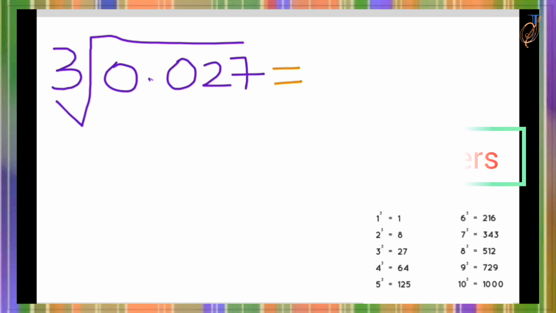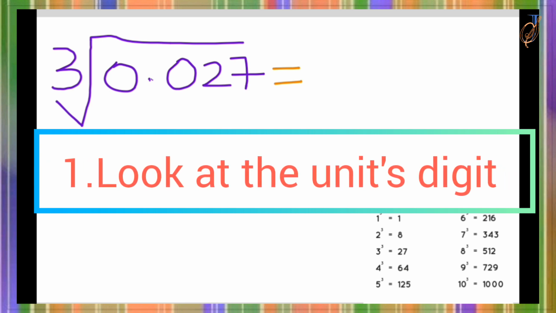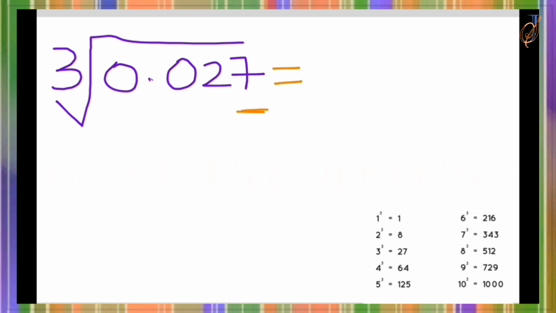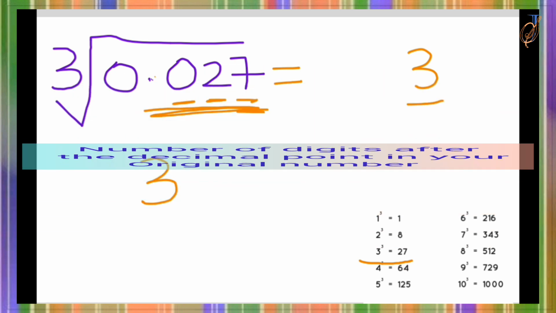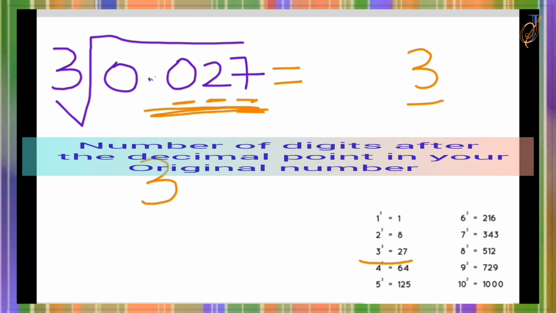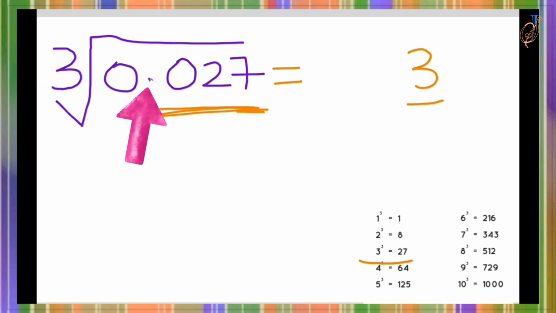Cube root of 0.027. Look at the unit digit, which is 7 here. We can see that the unit digit 7 ends in 3 cube. So your unit digit will be 3. Next step is to find the decimal point placement. For that, count the number of digits after the decimal point in your original number. This is our decimal point.